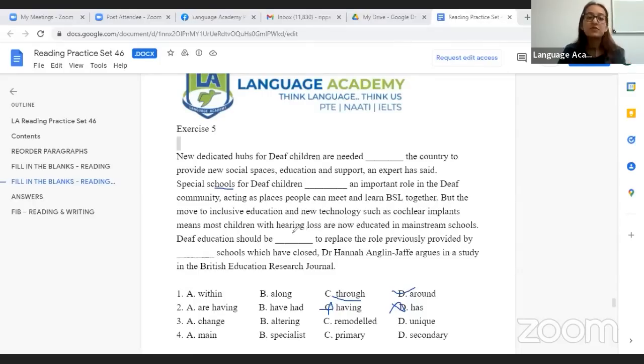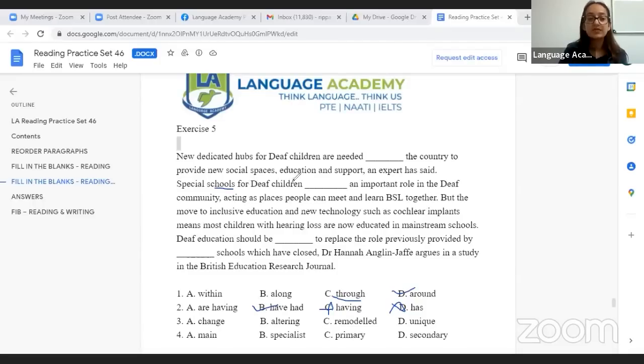Special schools for deaf children are having. If we say are having, we want to say that only nowadays they are having, like currently they are having this thing. They did not used to have it earlier. That is the meaning of only saying are having, only current. But we do have an option which says have had. Have had means present also and earlier also. This thing was happening, and now also it is happening. So that will be have had, and the answer here is have had.